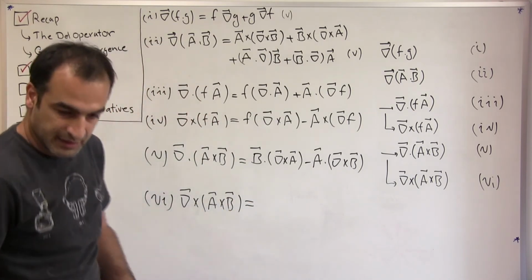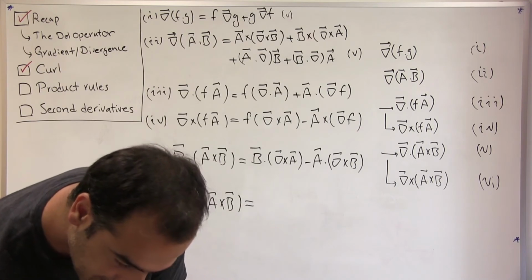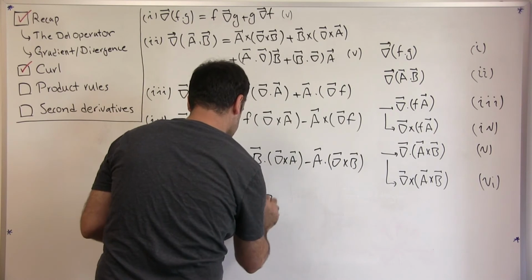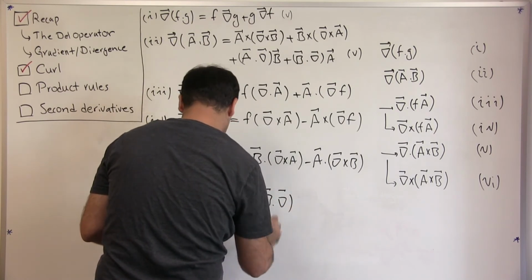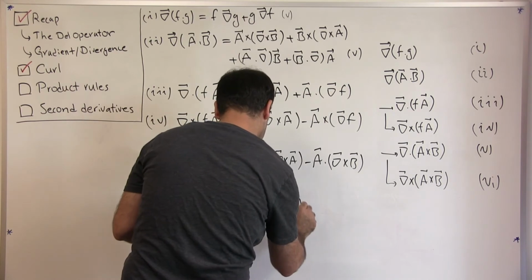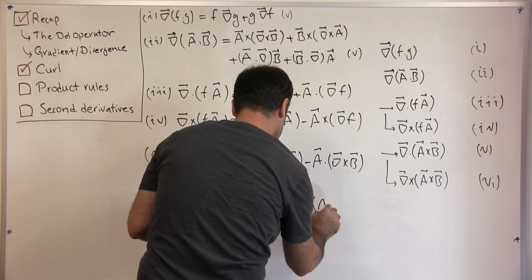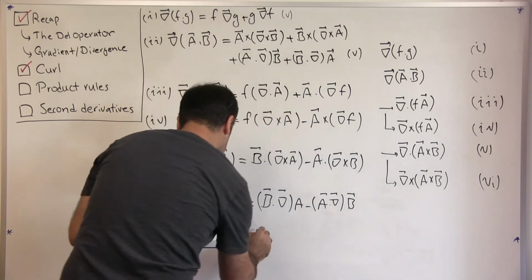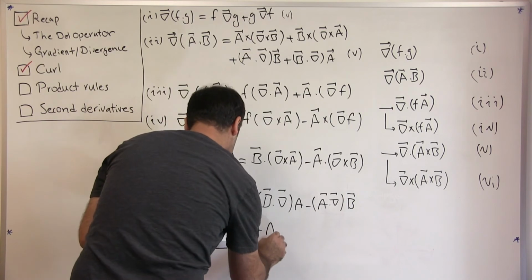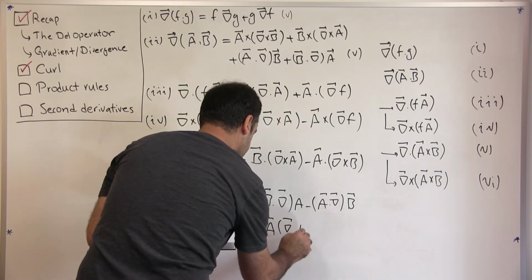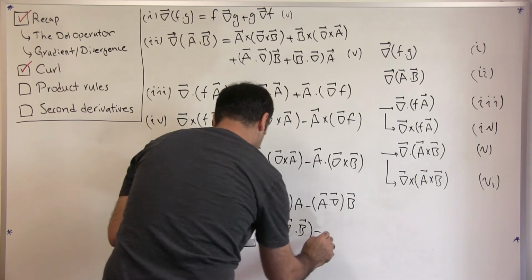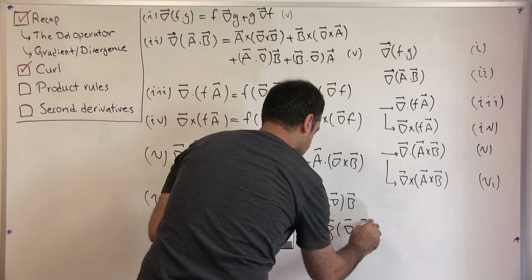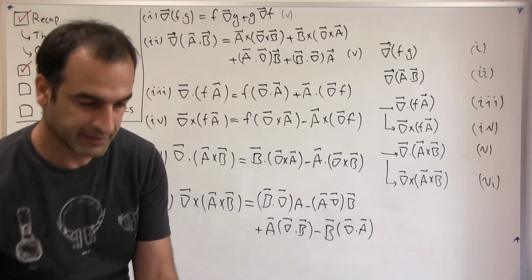Okay. Let me again double check it with my notes. Yeah, that is B dot del times A minus A dot del times B plus A times divergence of B minus B times divergence of A. Okay.